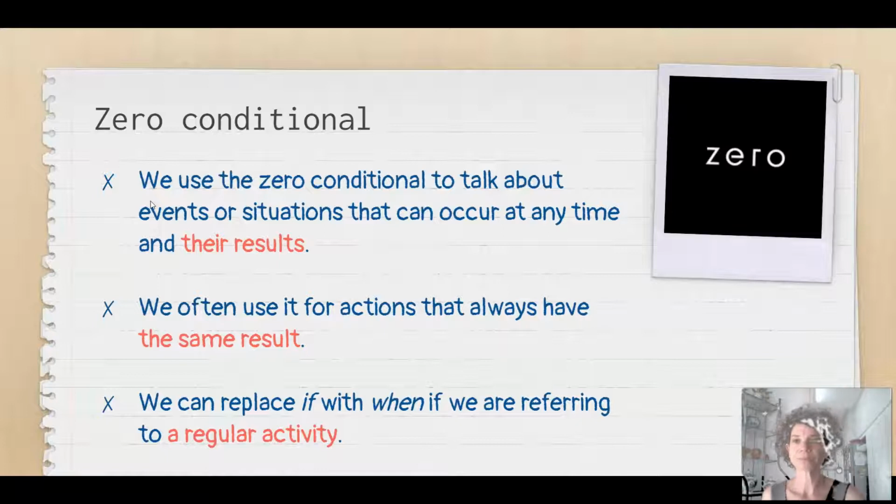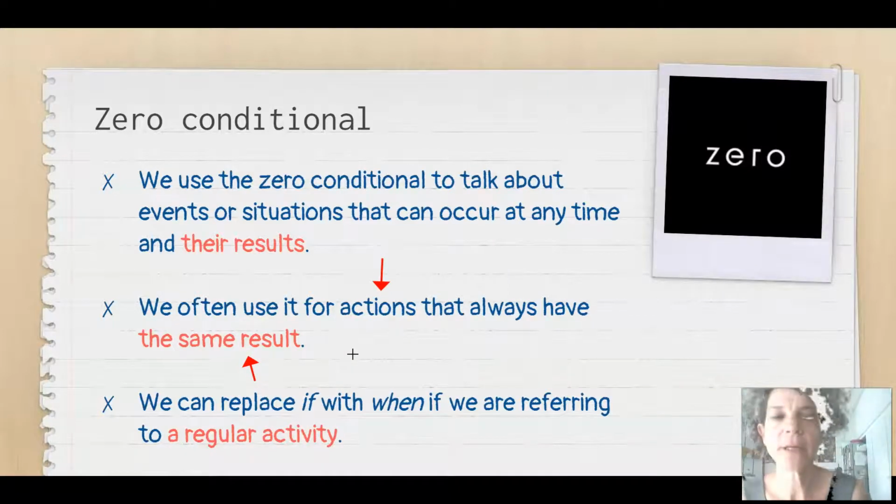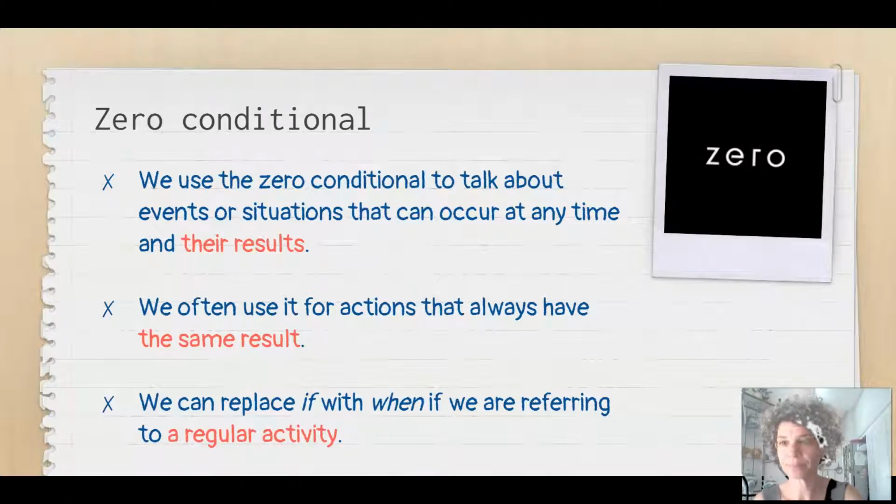Zero conditional. We use the zero conditional to talk about events or situations that can occur at any time and their results. We often use it for actions that always have the same result. Or we can replace if with the word when if we are referring to a regular activity.